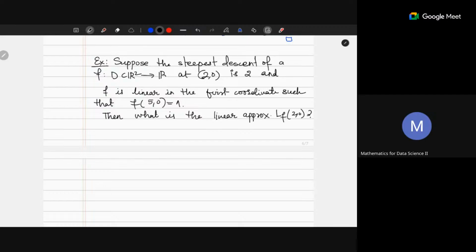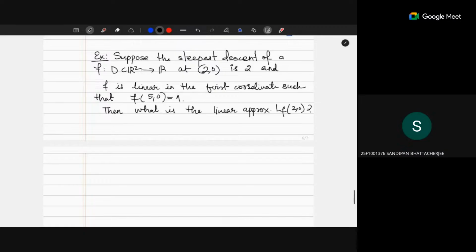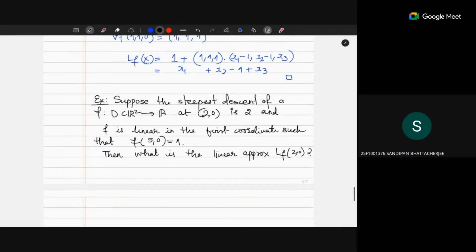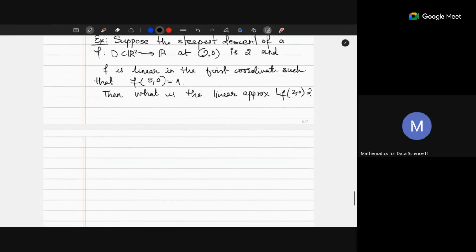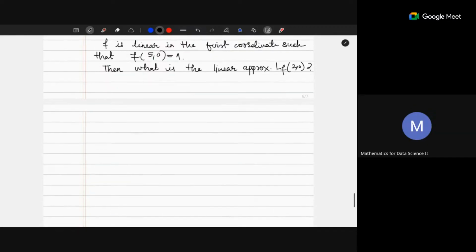It's not that hard a question. It's a simple question, but anyway, it's an exercise. Using the steepest descent, we can find the grad f. If f is linear in the first coordinate, we can use this linearity property, and we can use this in the linear approximation function using grad f. So it is not that hard, but it involves some computation. Next Thursday we can discuss this, and I will ask what's the answer for that.